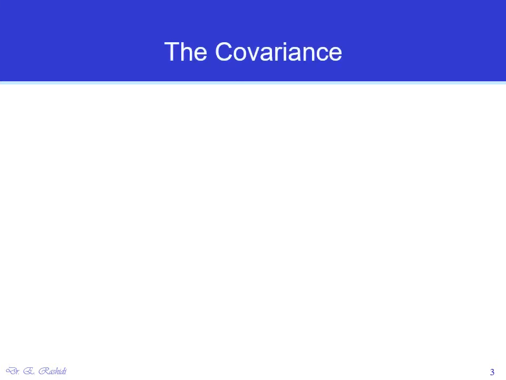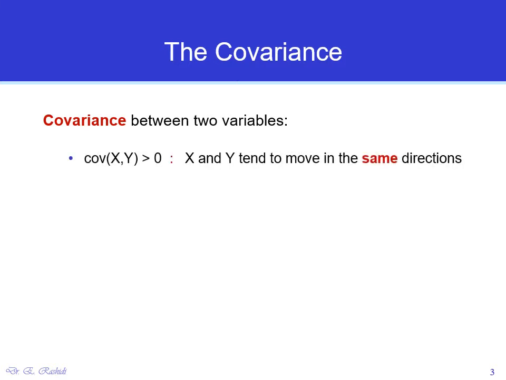More about covariance. Covariance between two variables: if the covariance between x and y is positive, what does that indicate? It indicates that x and y tend to move in the same direction. It means that if the value of x increases, on average the value of y would also increase. So the relationship is positive, toward the same direction.